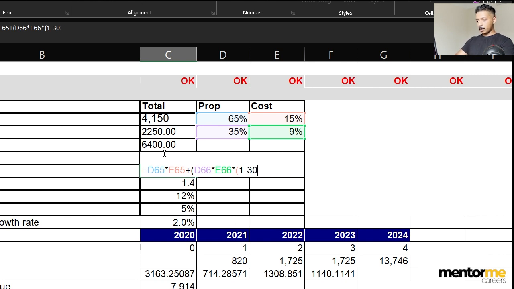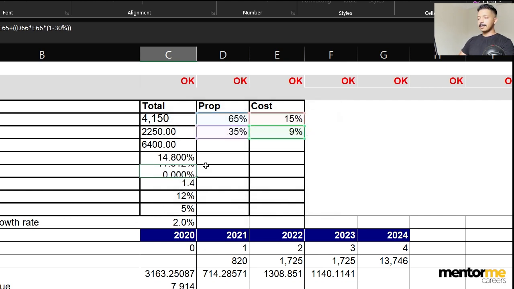I'm using hard coding in case of taxes because in the interest of time, I'm trying to be a little simplified, but in your real case, you should keep your tax rate separately calculated. 30%, you should write it somewhere.